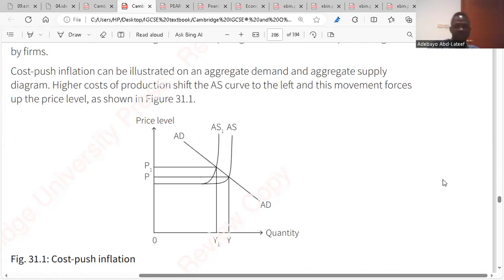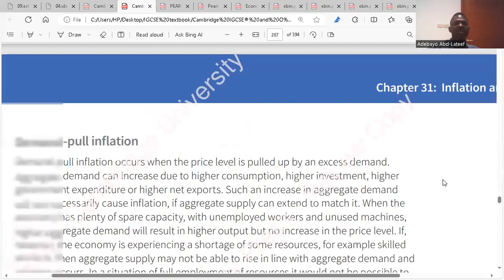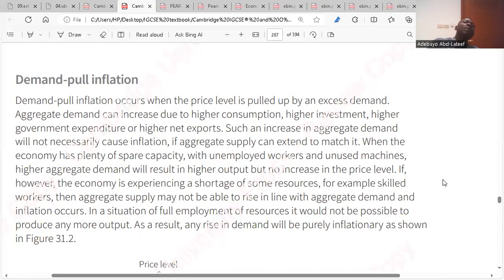You get the point there? Yes. Okay, demand or not? We're talking about cost push. Yeah, cost push. So it's all about supply. So go to demand pull inflation. This is when we talk about demand, aggregate demand. Demand pull inflation occurs when the price level is pulled up by an excess demand.